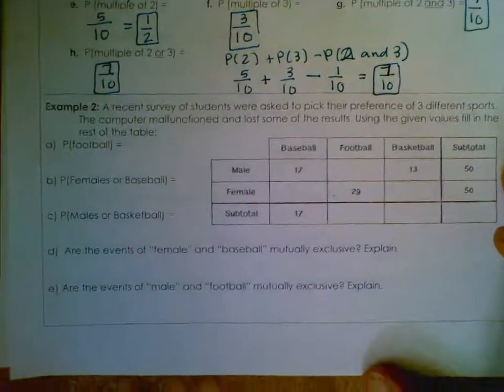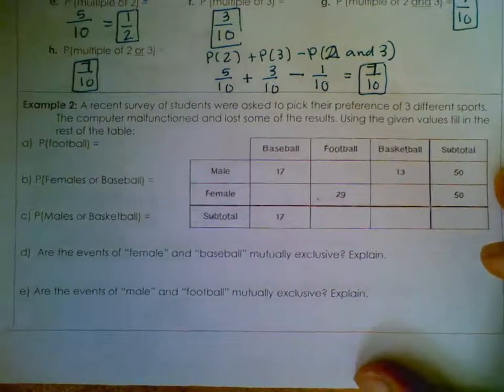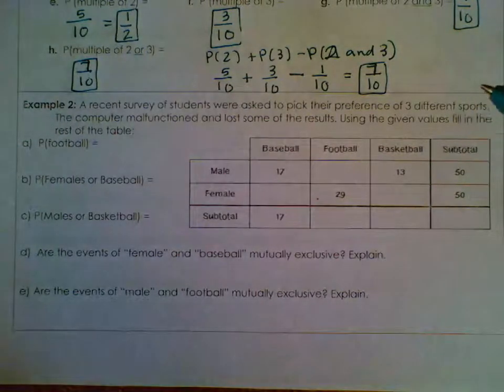Okay, next is a contingency table. So we have a survey of students that were asked to pick their preference of 3 different sports. The computer malfunctioned and lost some of the results. Using the given values, fill in the rest of the table.